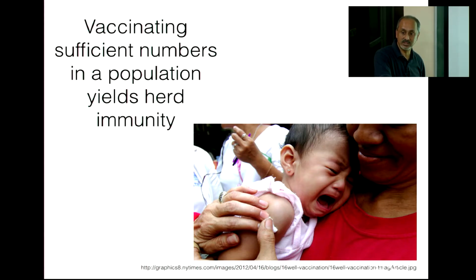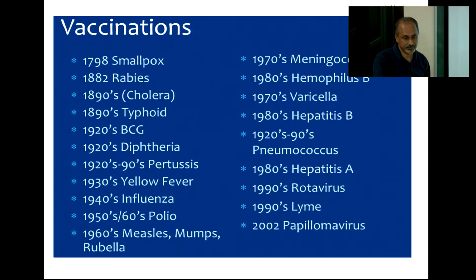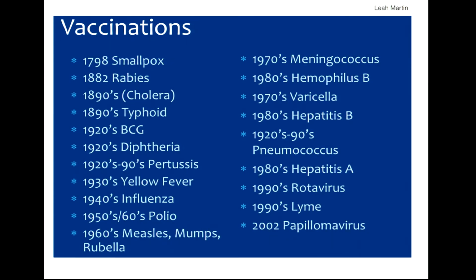If you have a disease with an R naught equal to 5, then 1 by R naught is 1 by 5, which is 0.2. So if you immunize 80% of your population, that's enough to prevent the disease from spreading. You don't have to immunize 100% of the population. So just a note about when various vaccinations were developed.